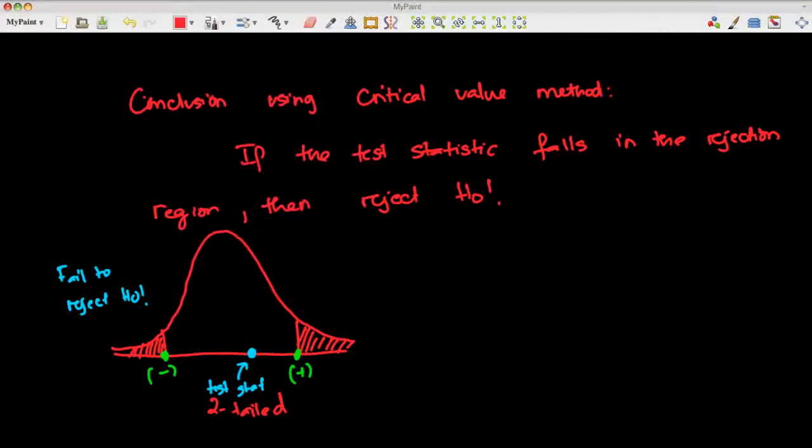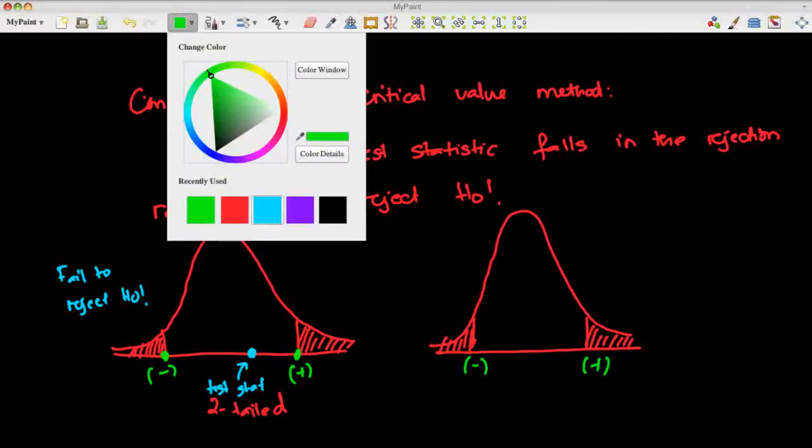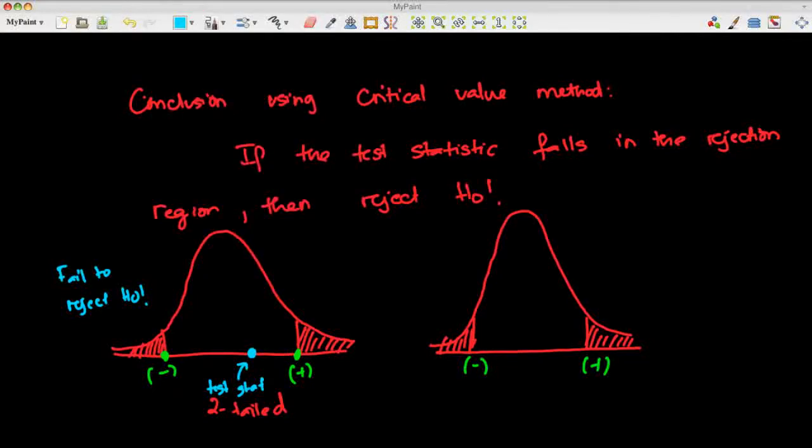So the same test, two-tailed again. I have two rejection regions, one on the right, one on the left. Left critical value, right critical value. But this time, the test statistic falls right over there. So now, I would reject the null.